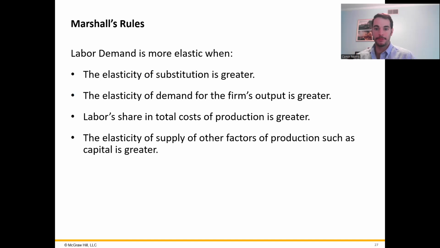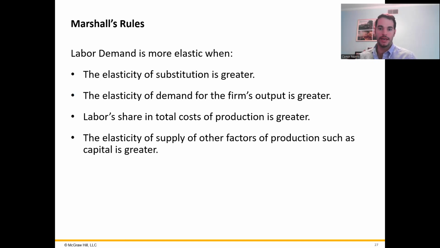Marshall's rules of derived labor demand help explain the factors that determine how responsive, or how elastic, the demand for labor is to changes in wages. These rules give us some insight into how firms adjust their labor demand in response to wage changes based on 4 key factors. And I'll briefly touch on each of these here. So Marshall's rules explain when firms are more likely or less likely to reduce labor in response to wage increases. Now, in industries where product demand is elastic, labor can easily be substituted by capital, labor represents a large share of costs, and capital is easily available, labor demand will be more sensitive to wage changes. So let's take them each in turn here.